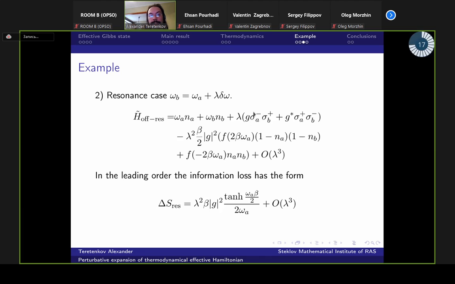And for the resonance situation, we should consider the frequencies being exactly the same, or it's also possible to consider the situation when the frequencies are not exactly the same, but their differences are of order lambda, our coupling constant. Sorry, here's a mistake. It should be the resonance situation now. For the resonance situation, we will have as a rotating wave approximation this Hamiltonian. So we have both terms from the free Hamiltonian and from the interaction.